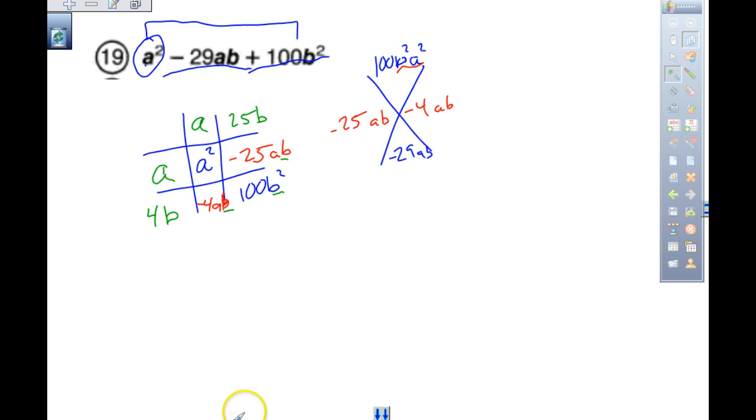So does this look good? Almost. Just remember, this has to multiply to negative 25. So right now I have a times 25a, a times 25b. So I do need a negative here. But now, negative 25 times 4 doesn't equal positive 100, so I need a negative here as well. Okay. So we got a minus 4b, a minus 25b.